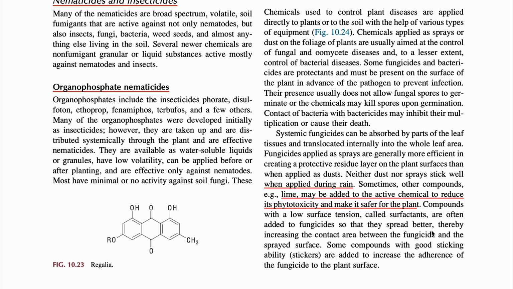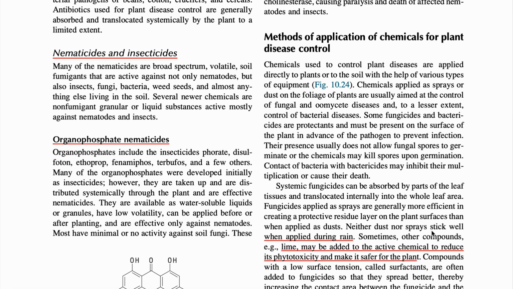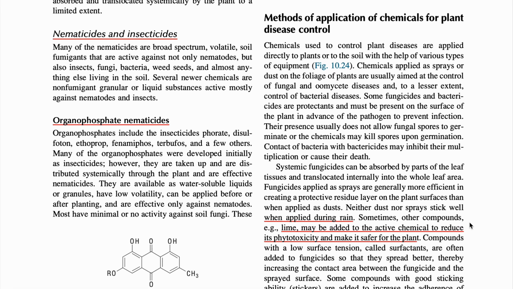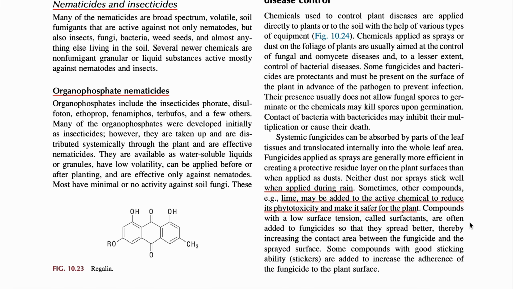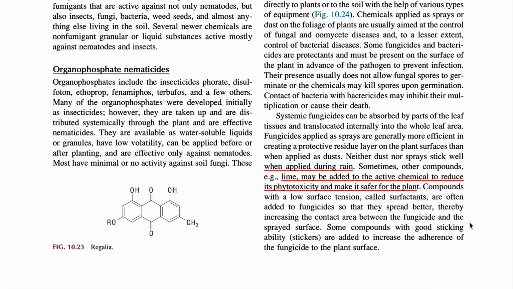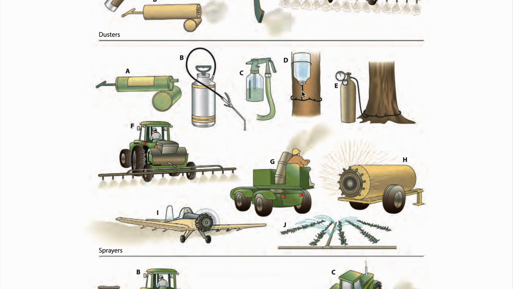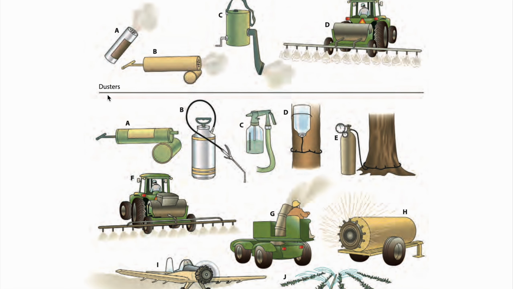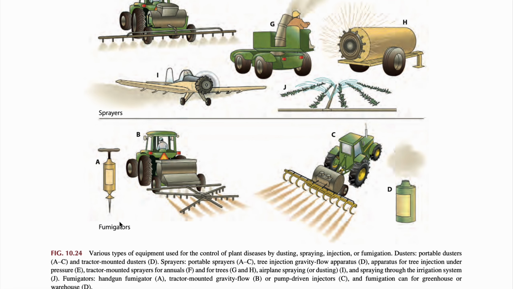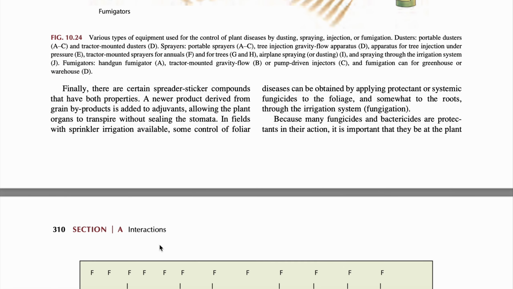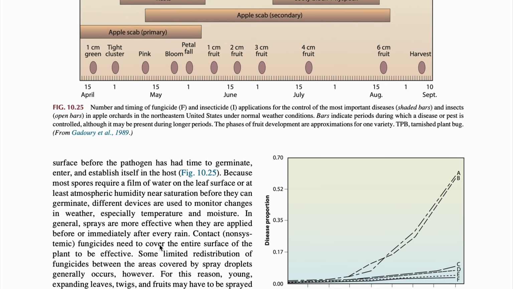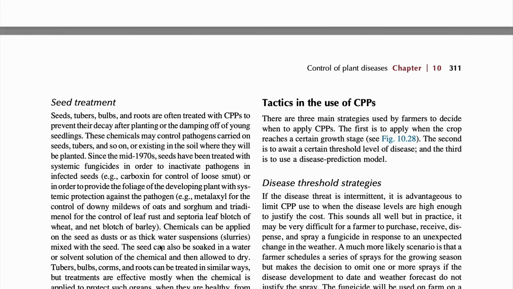That's how the chemicals are applied for plant disease control. They can be used as dust or spray or as a surfactant or sticker. So these are the methods by which the chemicals are applied. See examples of dusters, sprayers, fumigators. Okay, let's see what is next.